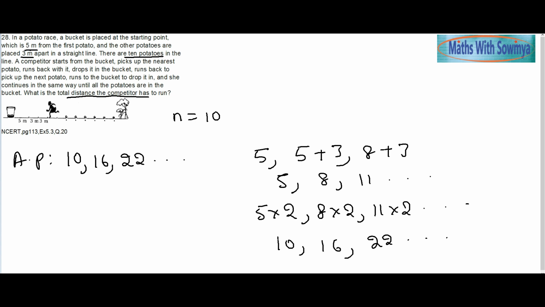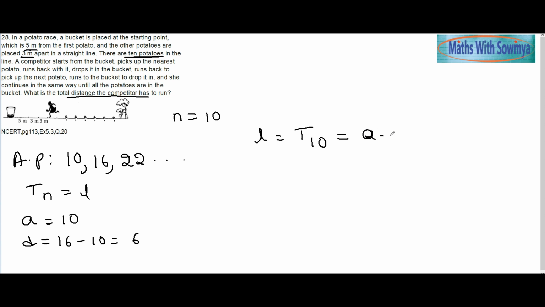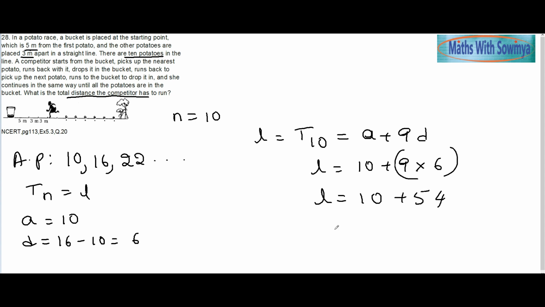We have to find the sum of the distance. n is given, so I can find the Tn here, which is my last term. So a is given, 10. d is 16 minus 10, which is 6. So Tn, which is my last term, I'll write a plus 9d. So the last term will be 10 plus 9 into 6. We got our last term, that is 64.